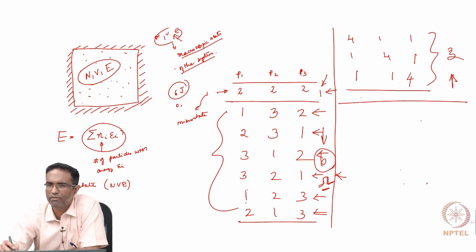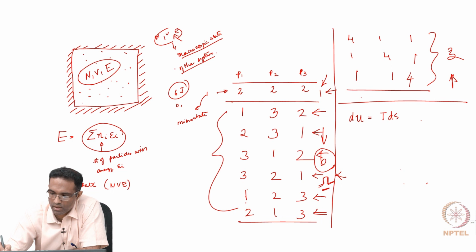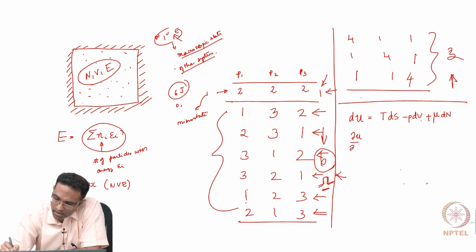But let us look at it from basic thermodynamics. You have seen this expression, dU is equal to TdS minus PdV plus mu dN. Have you seen this before? Yes. So what is dou U by dou S at constant V and N?